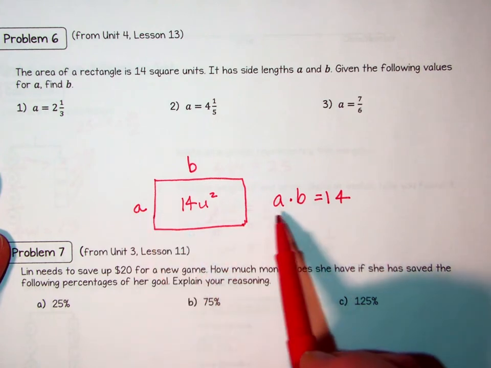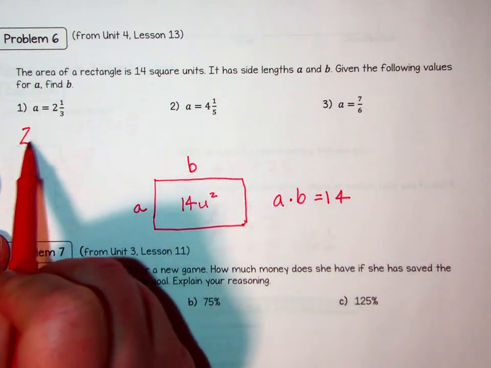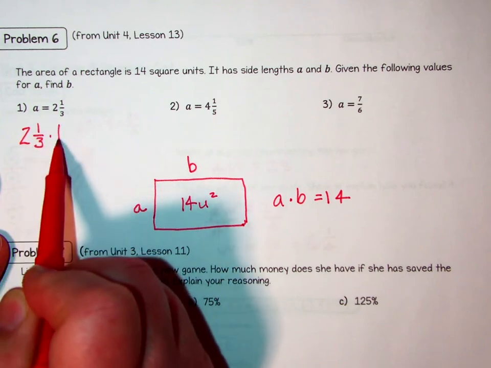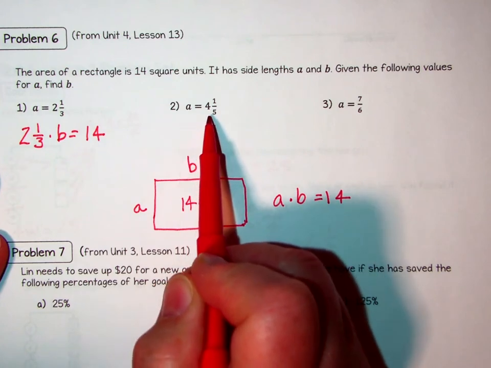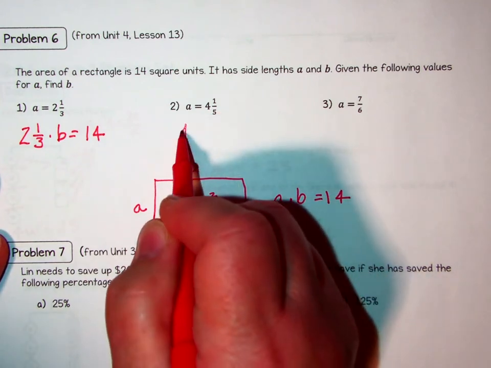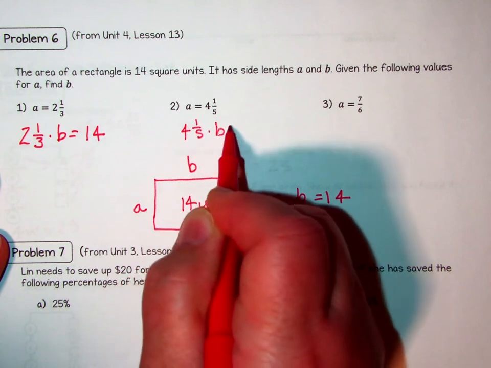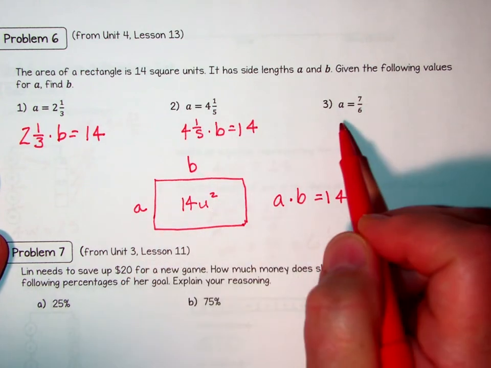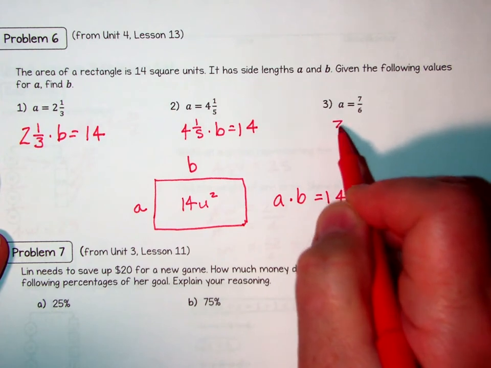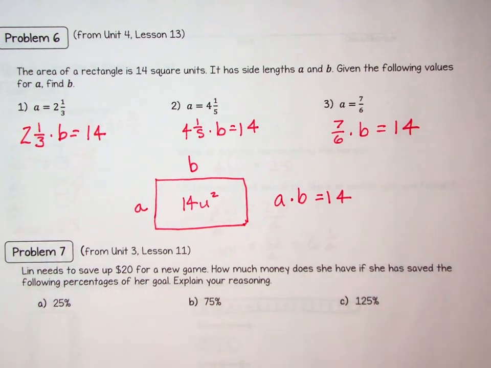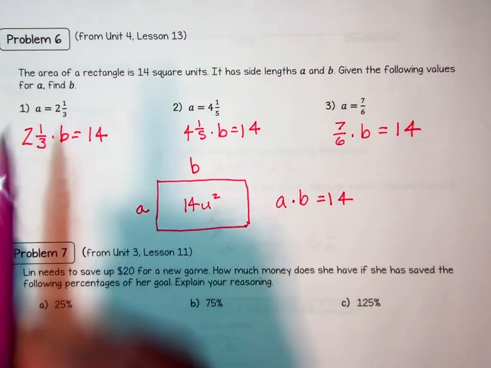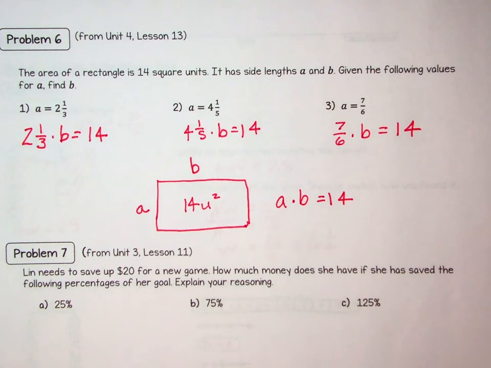In each of these problems, I'm given the side length of A. So for number 1, that means 2 1/3 times B has to equal 14. For number 2, where A is 4 1/5, this means 4 1/5 times B has to equal 14. And for 3, where A is 7/6, that means 7/6 times B must equal 14. So I need to figure out what B is. I'm going to choose a different color. I want to figure out what B is in each of these.